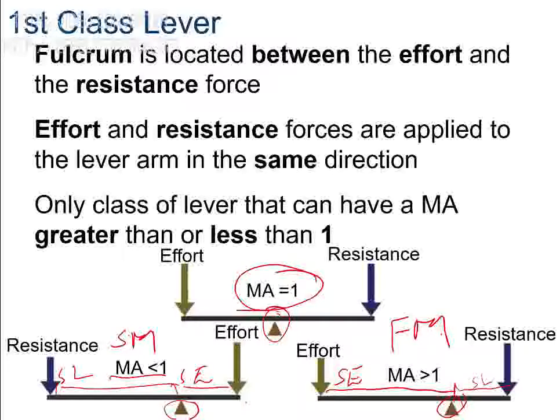Therefore, a first class lever may be a speed multiplier, a force multiplier, or a direction changer. It depends on the position of the fulcrum. If the fulcrum is at the center of the load and effort, it is a direction changer. That means the mechanical advantage is 1. If it is nearest to the effort, it's a speed multiplier, because the mechanical advantage is less than 1. And if it is nearest to the resistance or the load, it's a force multiplier, because the mechanical advantage is greater than 1.